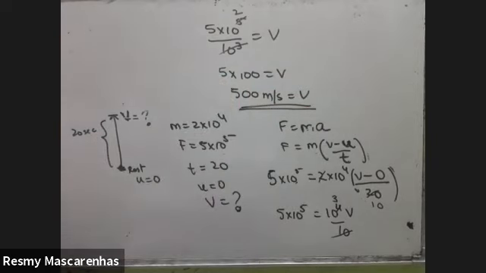Units you have to remember. For velocity it is meter per second. For acceleration it is meter per second square. For impulse it is Newton second. For momentum it is kg meter per second. Next question.